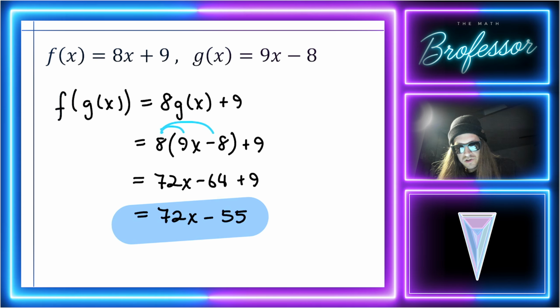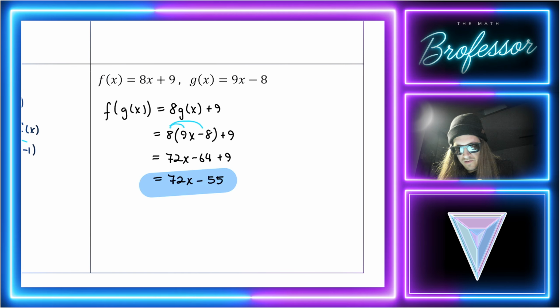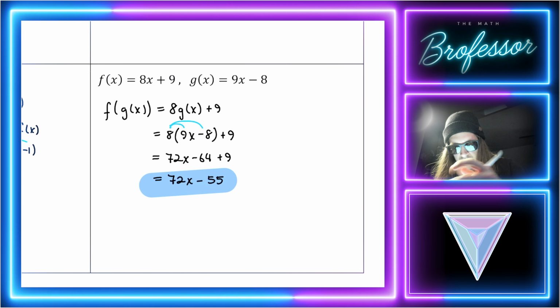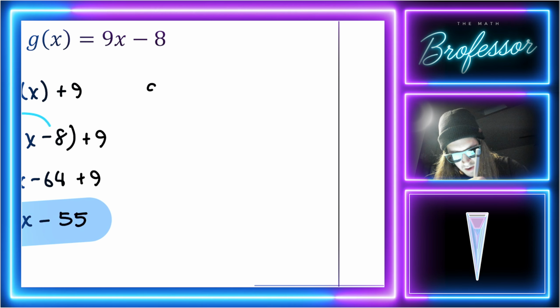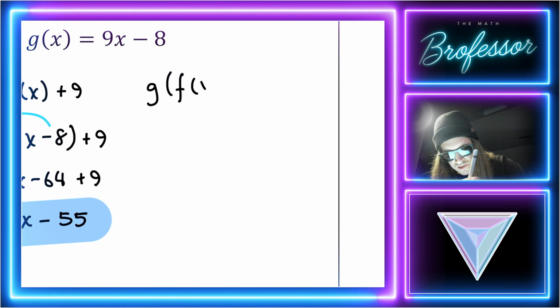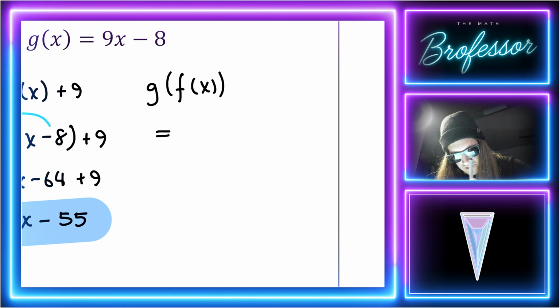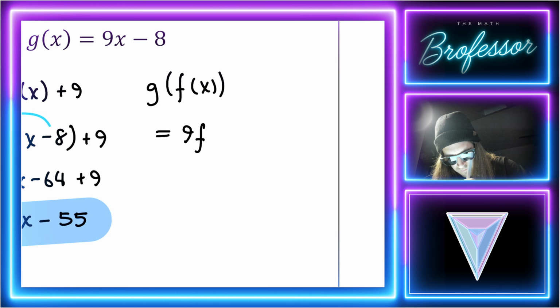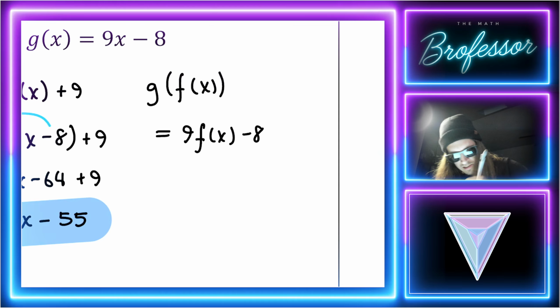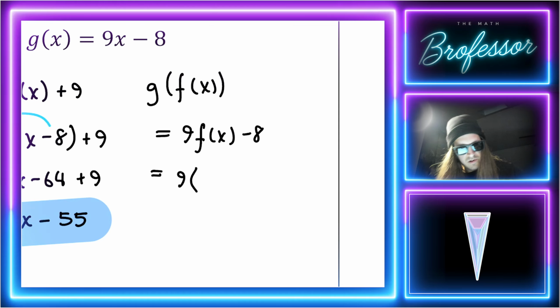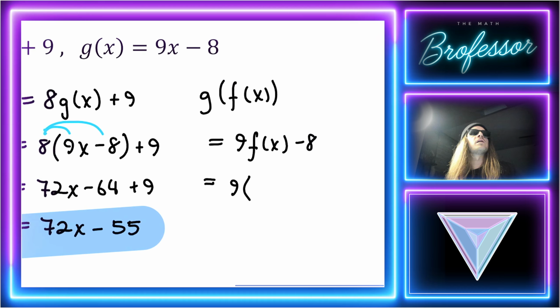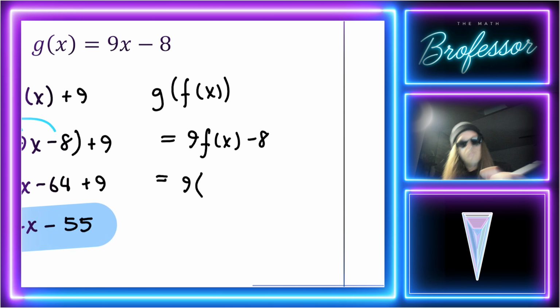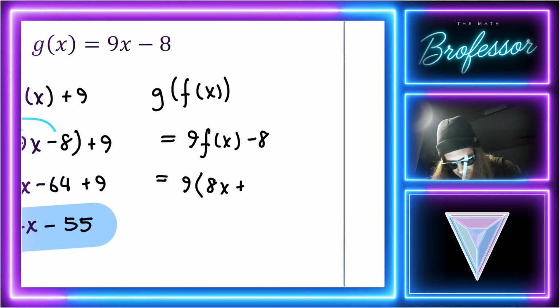Now let's do g of f of x. We'll squeeze it in next to it. G of f of x is going to equal 9 f of x minus 8. And what is f of x? F of x is 8x plus 9. So 9 times 8x plus 9, minus 8.